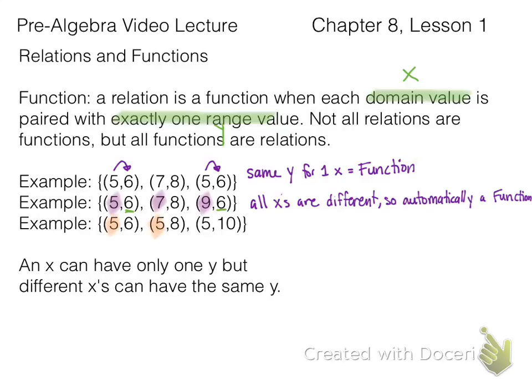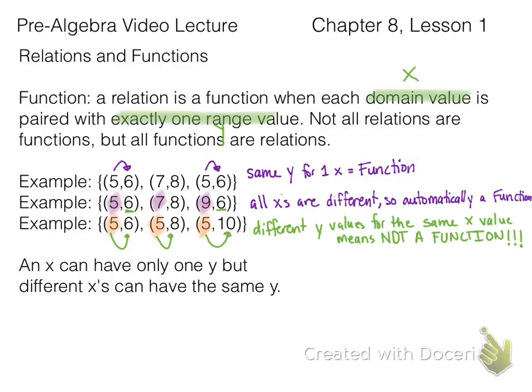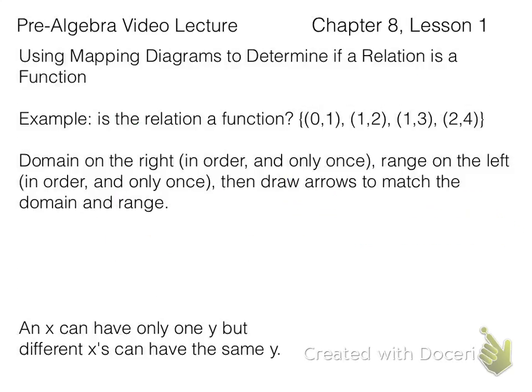All right, so let's look at this one. I have 3 5s, so all 3 5s have a different y. So different y values for the same x value, in this case 5, means it's not a function. Okay? All right, let's move on.